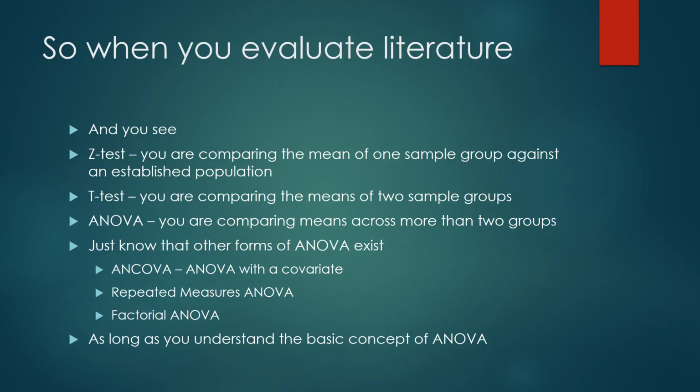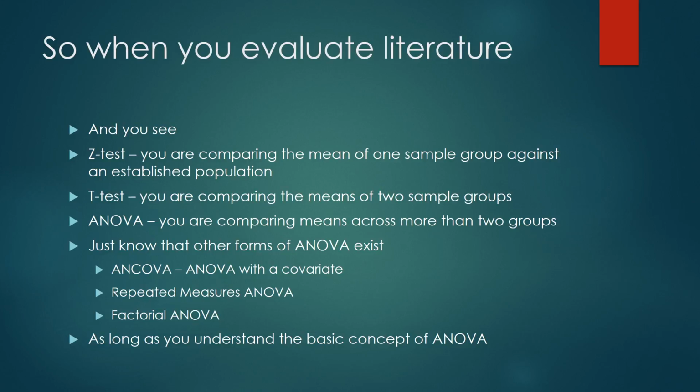Just also be aware that there are other forms of ANOVA that exist, or many forms of ANOVA. Ones that you might run into could be ANCOVA. ANCOVA is just basically ANOVA with the covariate. And what that basically means is that I'm explaining differences between my groups, but I'm also attributing that difference to some other variable. So it's a covariate.